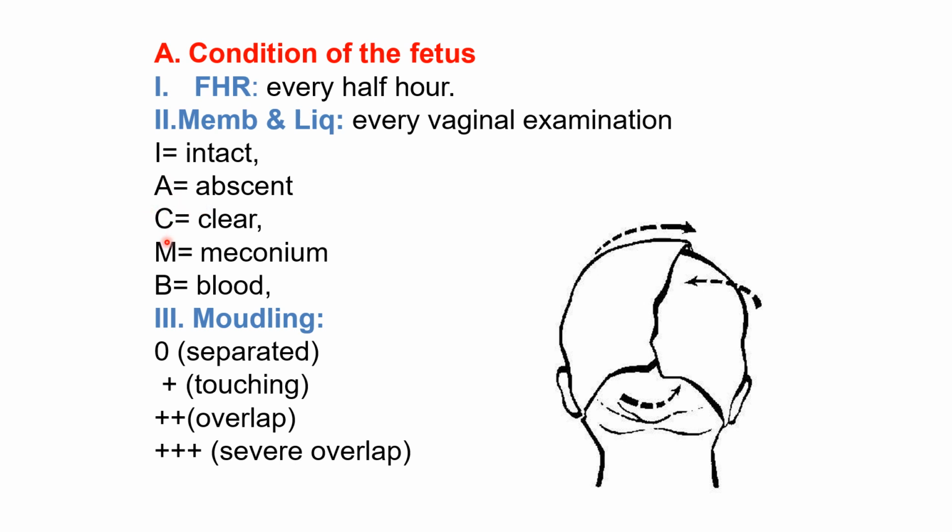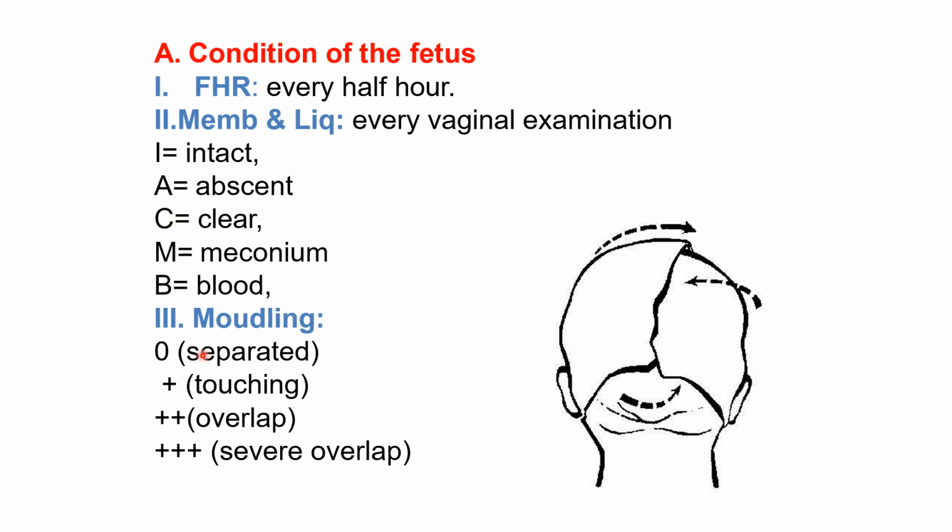If the membranes are ruptured and the amniotic fluid is clear, you can mark it as C. If the membrane is ruptured and the amniotic fluid is green colored, you know that it is because of meconium staining, so you can mark it as M. And if it is blood stained, or if blood is there in the amniotic fluid, you can mark B. So in the amniotic fluid, these are the things you can mark.